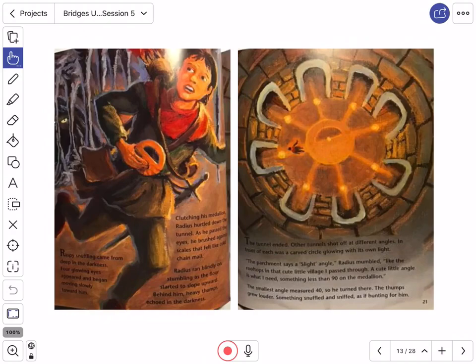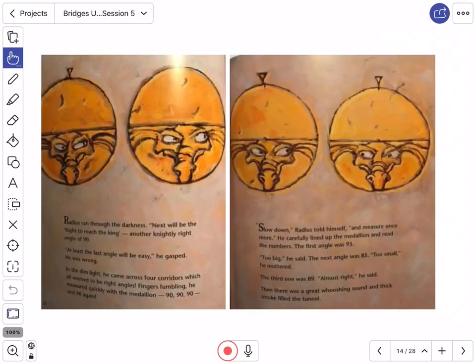The tunnel ended, and other tunnels shot off at different angles. In front of each was a carved circle glowing with its own light. "The parchment says a slight angle," Radius mumbled, "like the rooftops on the cute little village I passed through. A cute little angle is what I need, something that is less than 90 on the medallion." The smallest angle measured 40. So he turned there. The thumps grew louder. Something snuffled and sniffed as if hunting for him.